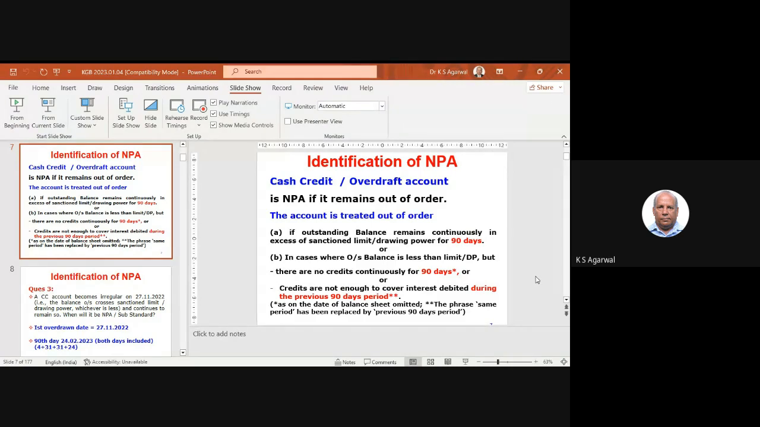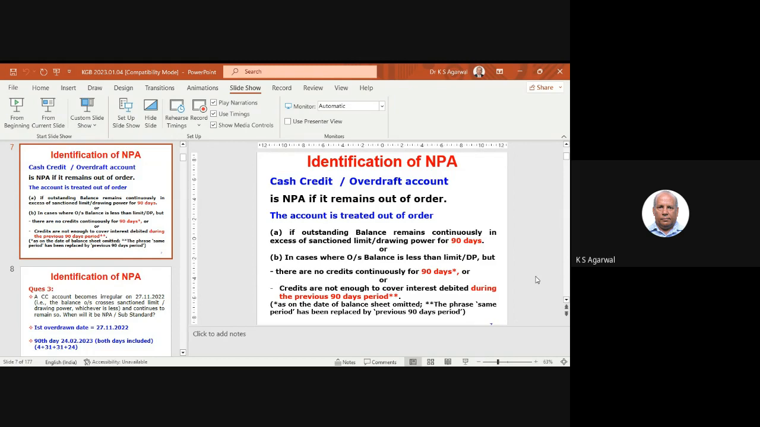We know that we are compiling our balance sheet on quarterly basis, March, June, September, December end. So on the date of balance sheet, I was seeing whether there are credits in the account for the 90 days preceding date of balance sheet or not. Or during this period of 90 days, credits are enough or not. But now I have to see this on every day of 365 days of the year.